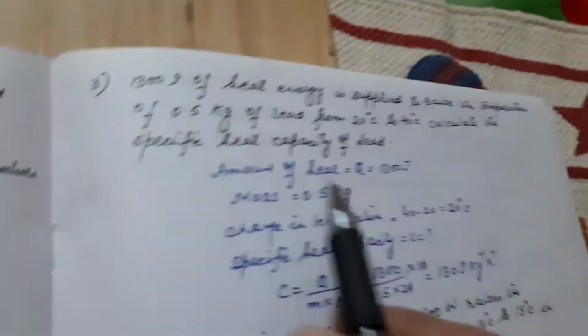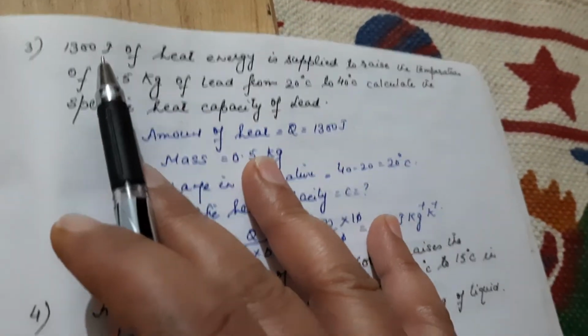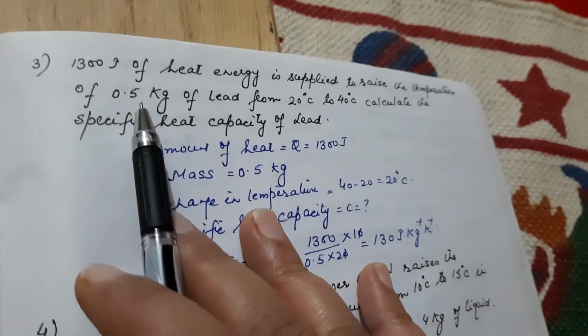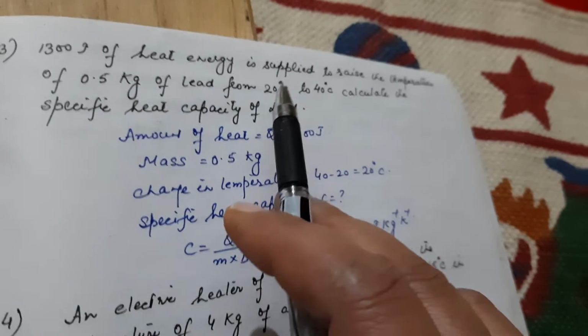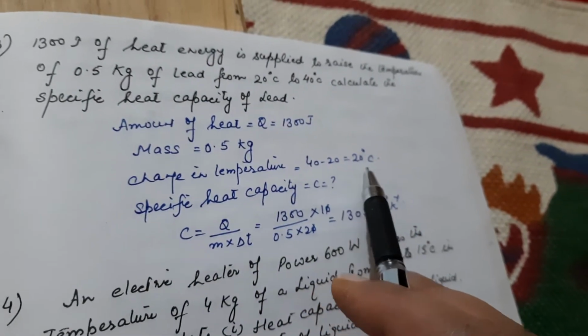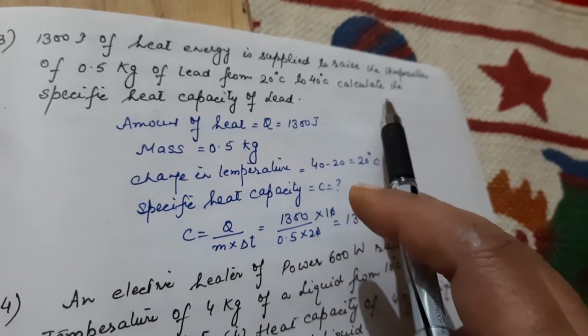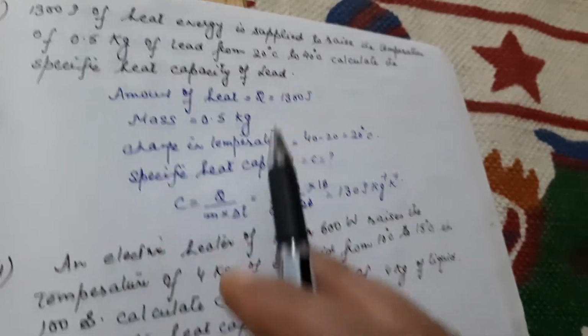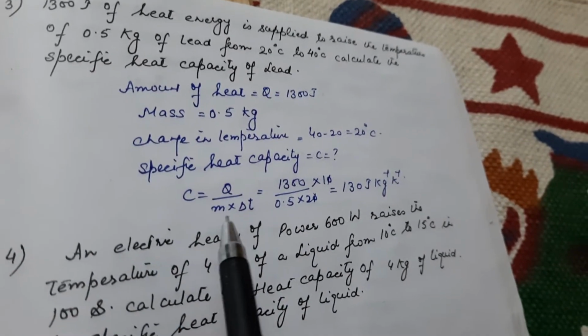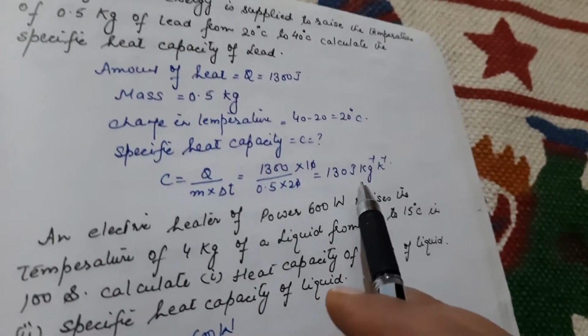Third numerical. Here Q is given, 1300 joule. Q is given to raise the temperature of 0.5 kg. Mass is given. What is the change? 20 to 40. So what is the change in temperature? 40 minus 20, that is 20 degrees Celsius. We are required to find out the specific heat capacity of lead. C is required. So using the formula Q upon M into delta T, we will find out the C.